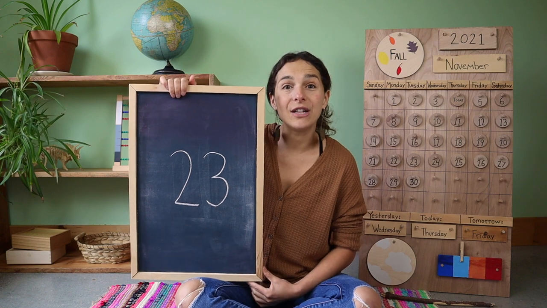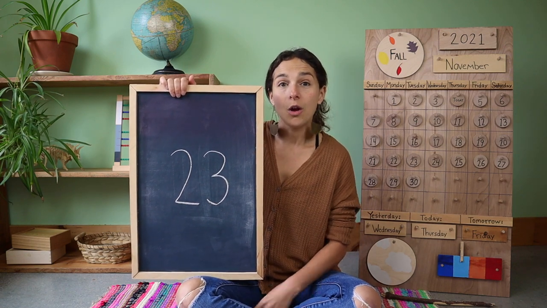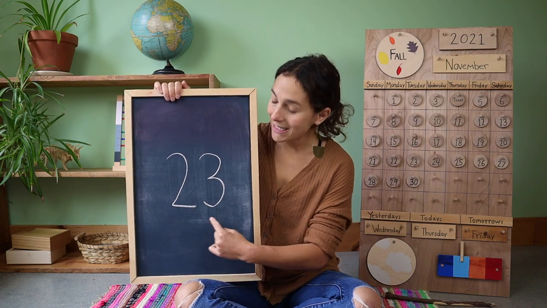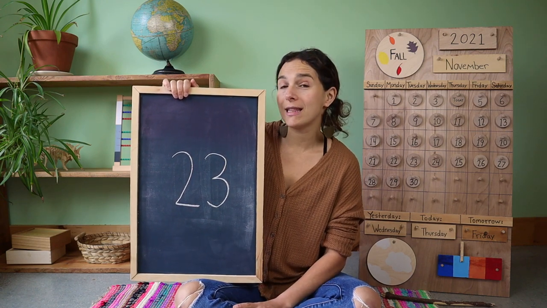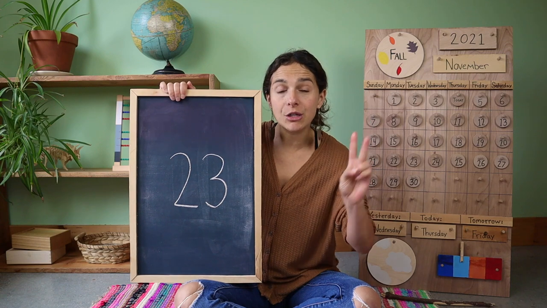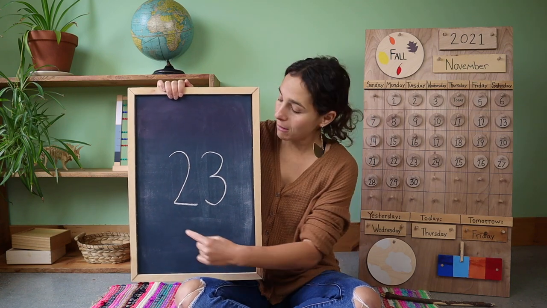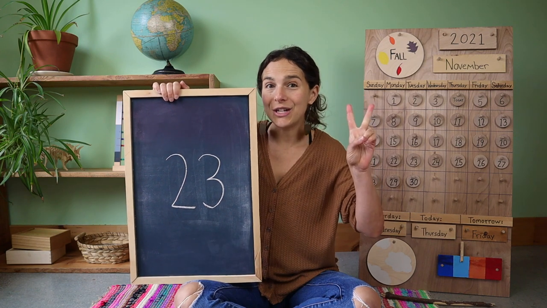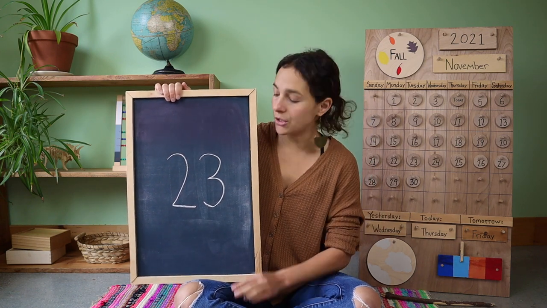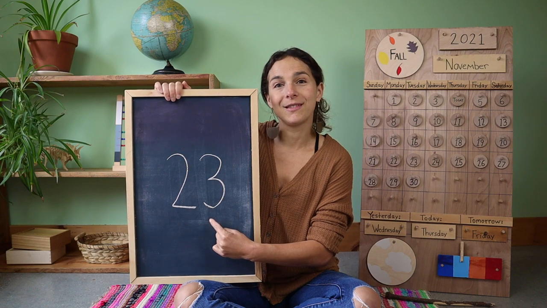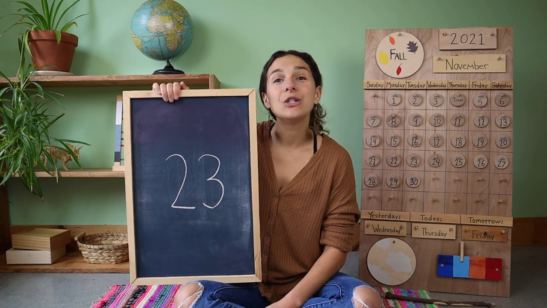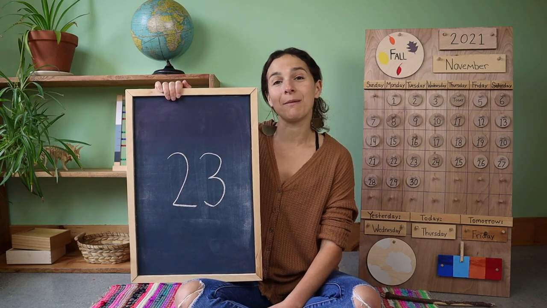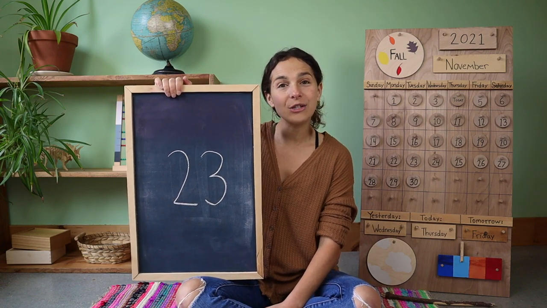And here is the double digit number of the week. What number is this? Do you remember? 23. When you write the number 23, you have to write two numbers. Can you show me with your fingers what number you write first? 2. And after the number 2, you write this number. 3. 2, 3. 23. Let's count the number 23 together using the large bead frame.